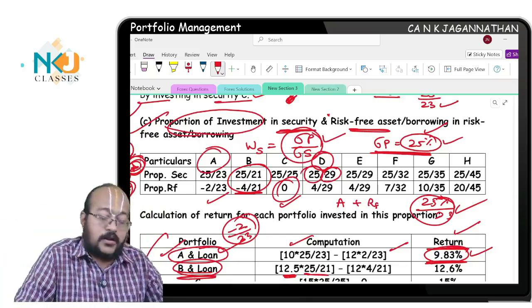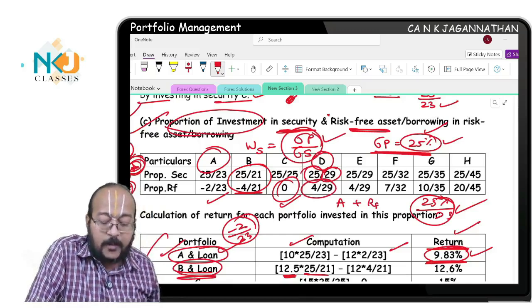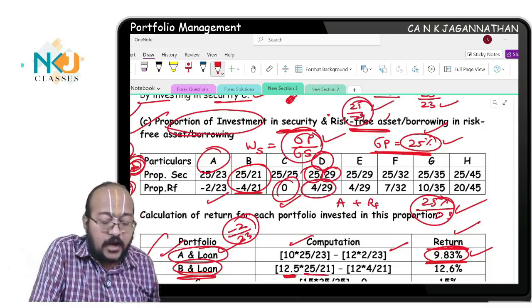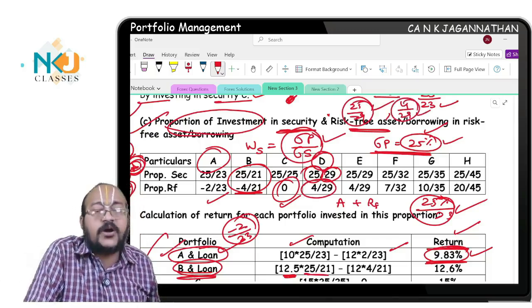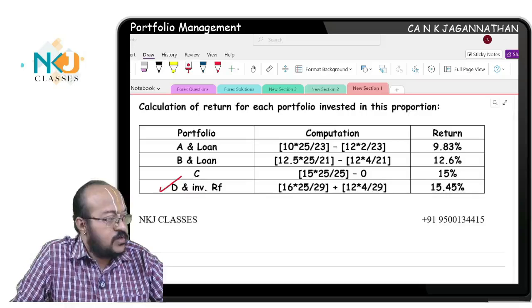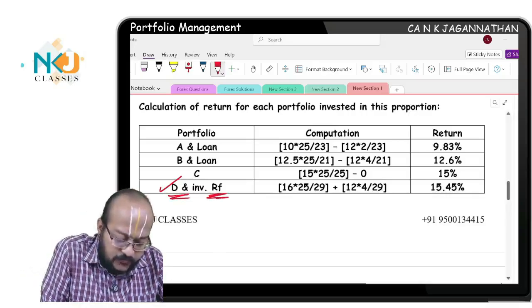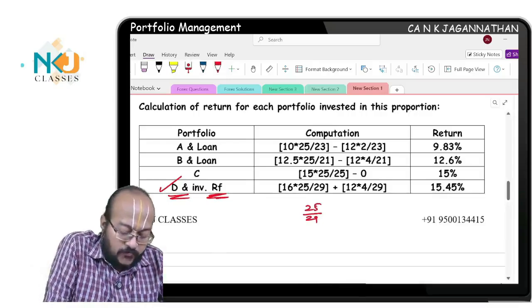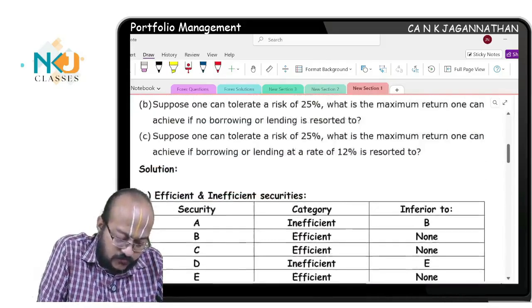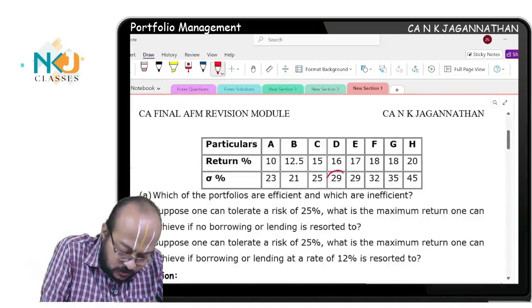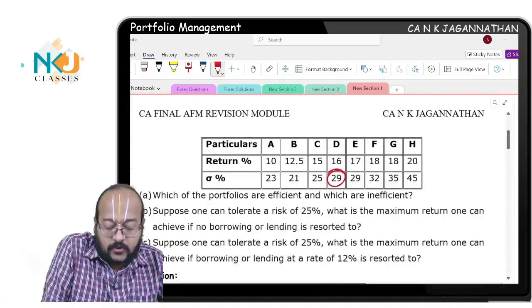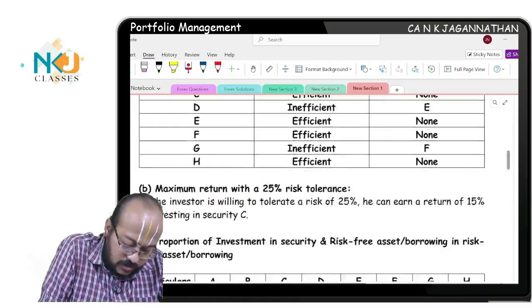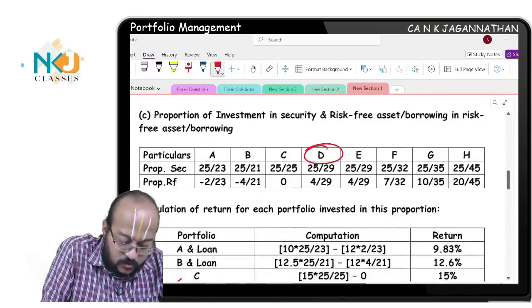So invest in RF 4 by 29. 25 by 29 becomes the proportion in risky asset. 4 by 29 becomes the weight of risk-free asset inside the portfolio. So D and investment in RF, okay, proportion of D is 25 by 29. The risk of D is how much? Risk of D is 29, hence 25 by 29 should be the proportion of D. See here, I've given, yes, D, okay, 25 by 29.